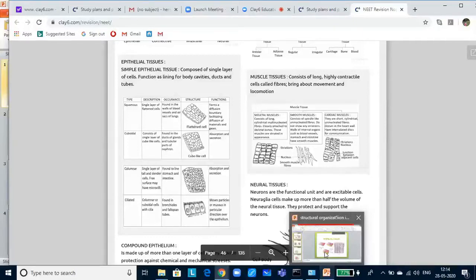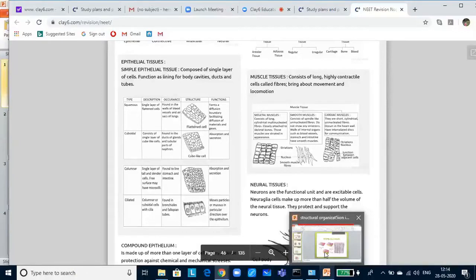Now, cuboidal epithelium is composed of a single layer of cube-like cells. They are commonly found in the ducts of the glands and tubular parts of the nephrons in the kidney. The main functions of cuboidal epithelium are absorption and secretion. Epithelium of the proximal convoluted tubule of the nephron of the kidney has microvilli.